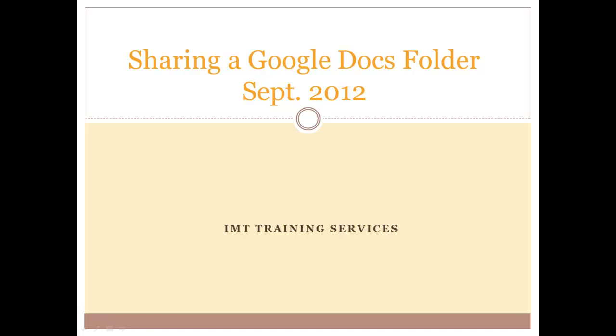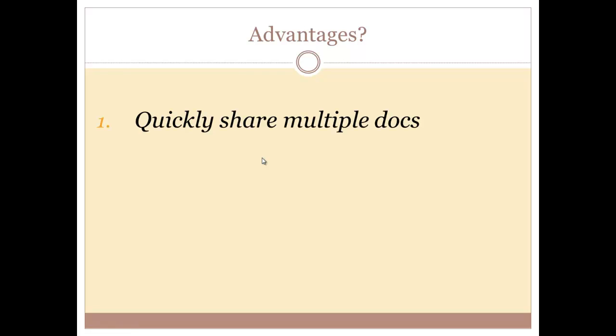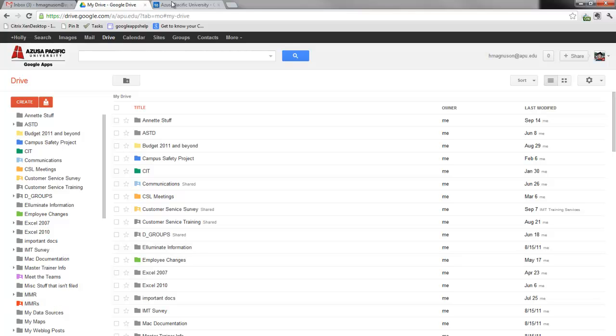In this tutorial, we're going to look at how to share a Google Docs collection or a Google Drive folder with others. The advantage of that is you can quickly share multiple documents with others. You can also quickly modify access. Instead of going through individual documents, sharing or removing access, you give or take away the access at the folder level. So the first thing we're going to do is go to Google Drive.